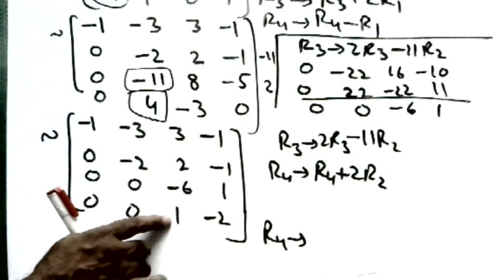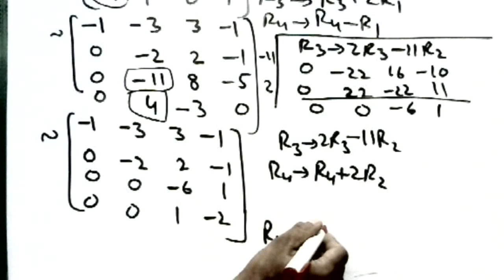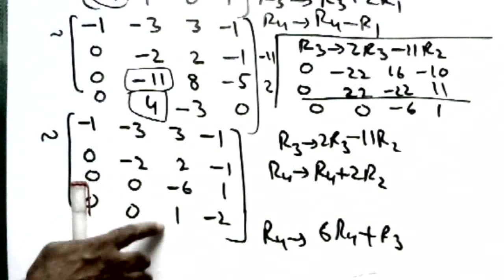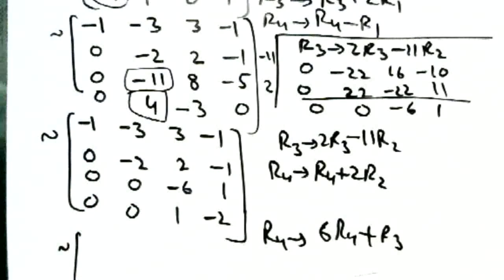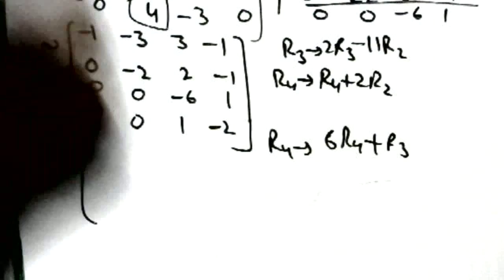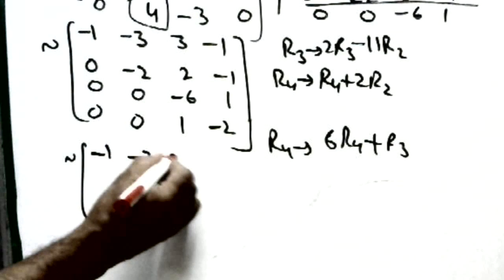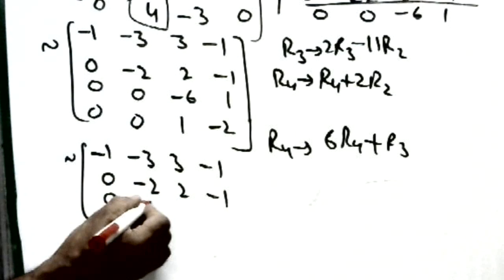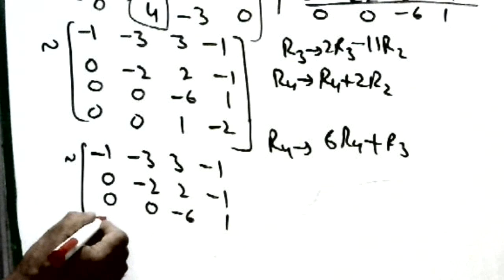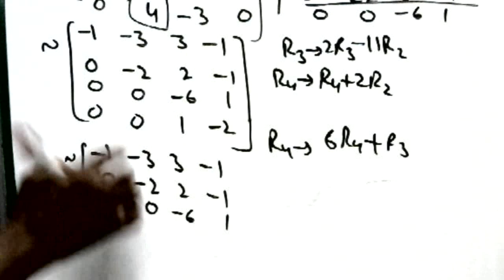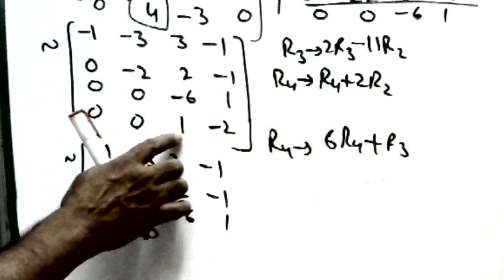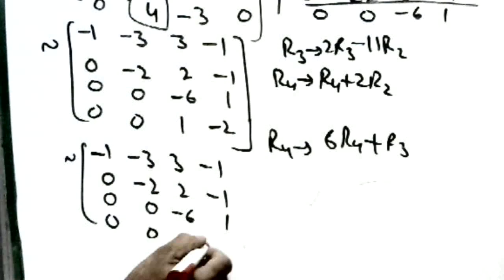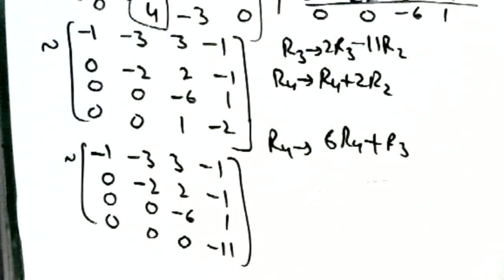To make this 0, we have to use R3. So multiply this with 6. 6 ones are 6. So R4 implies 6R4 plus R3. Now see here, we are not changing the first 3 rows: minus 1 minus 3 3 minus 1, 0 minus 2 2 minus 1, 0 0 minus 6 1. Lastly, R4 plus R3. 0 plus 0, 0. 0 plus 0, 0. 6R4: 6 ones are 6, 6 minus 6, 0. 6 twos are 12, minus 12 plus 1, minus 11.